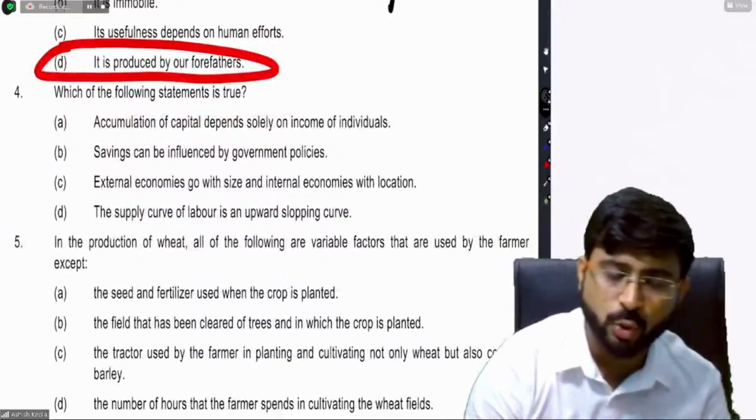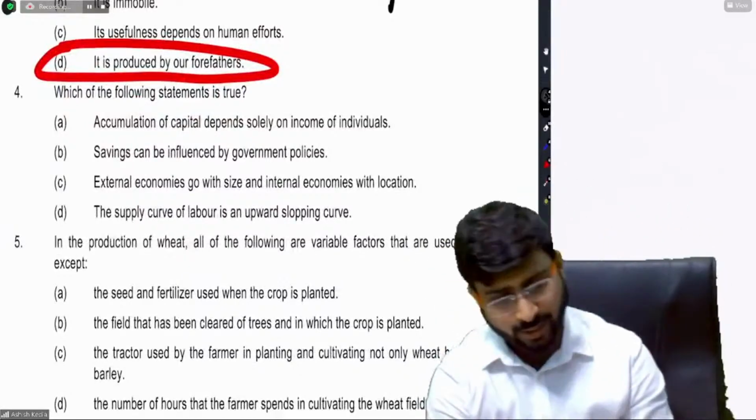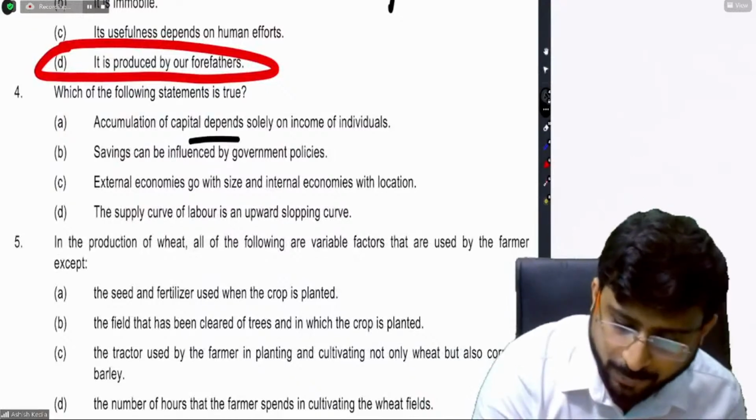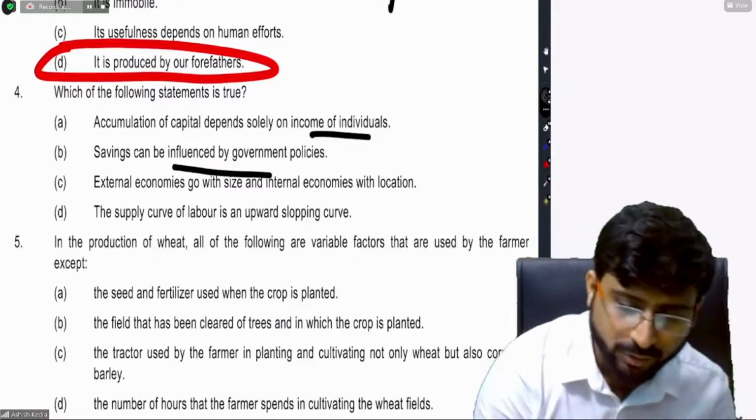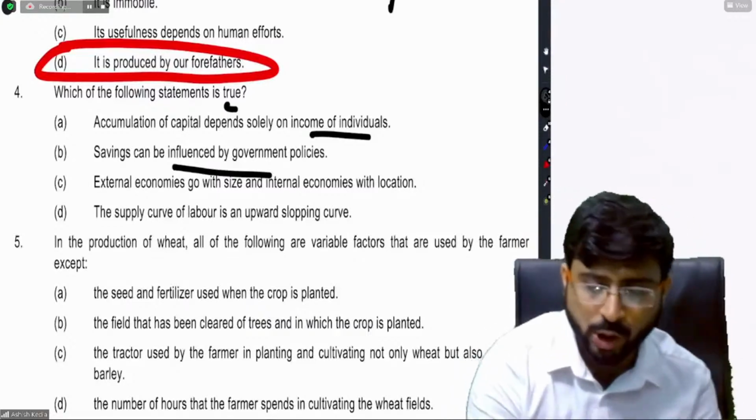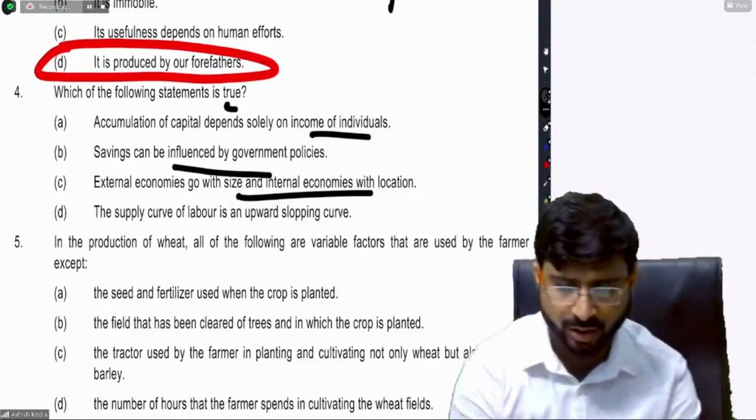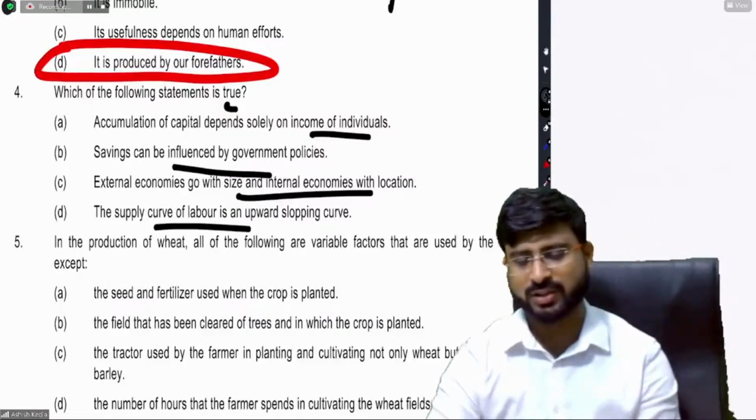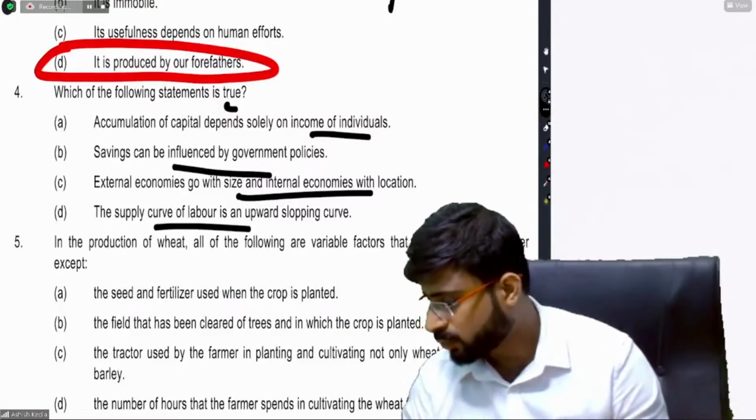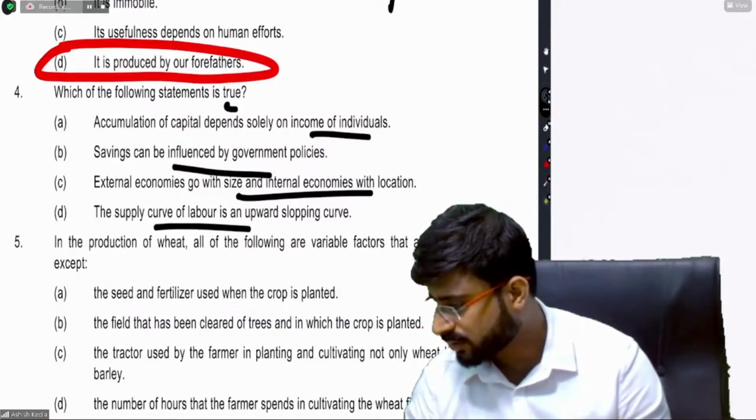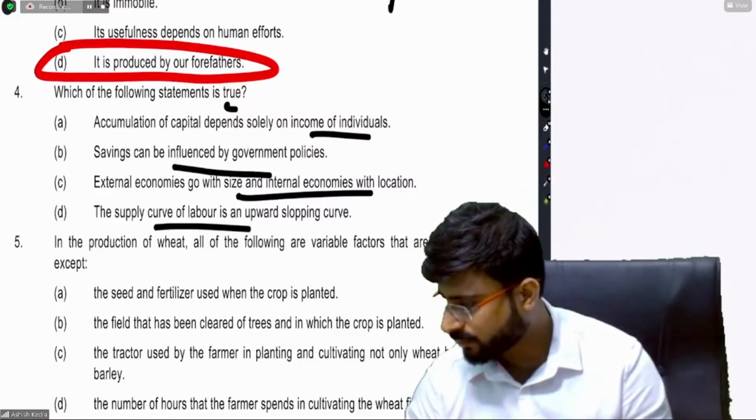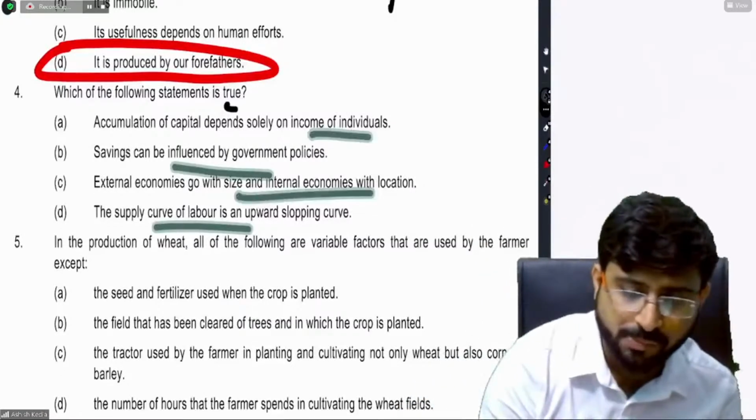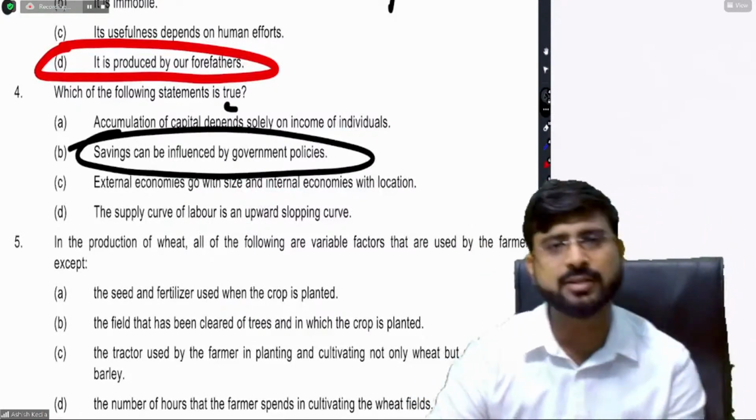Which of the following statements is true out of four? A, B, C, D, everyone? Accumulation of capital depends solely on income. Savings can be influenced by government. Which of the following is true? External economies go with size and internal economies with location. The supply curve of labor is an upward sloping curve. So we have to answer. So in 4, it will be B. Savings can be influenced by government policy.